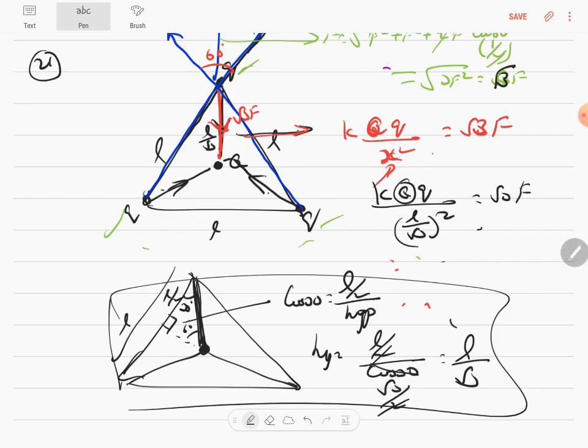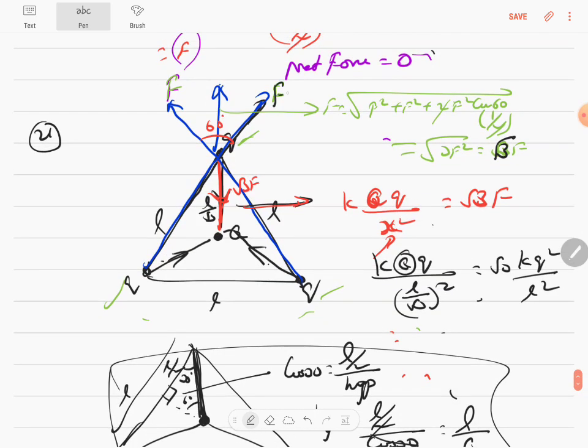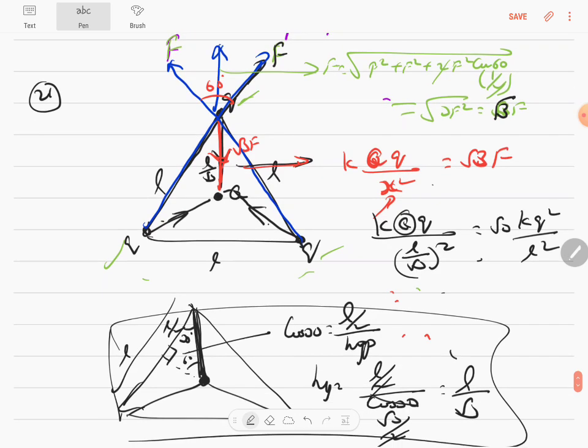Because F itself, what is F? F itself is k into small q into small q square by L square. I told you this F will be between small q and small q. So substitute so that you can cancel the k and k, you can cancel the small q, you can cancel the L square and L square. This will become 3, of course, and the root 3 and 3 will get cancelled. So you get root 3 q is equal to small q.